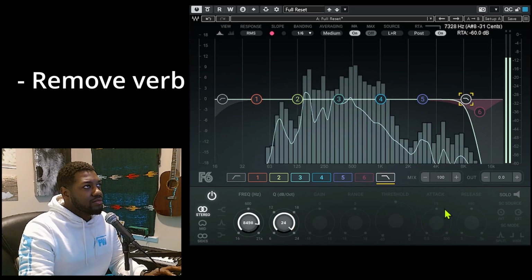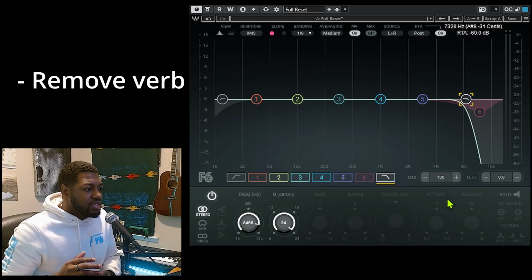So you see that went ahead and took out that reverb.